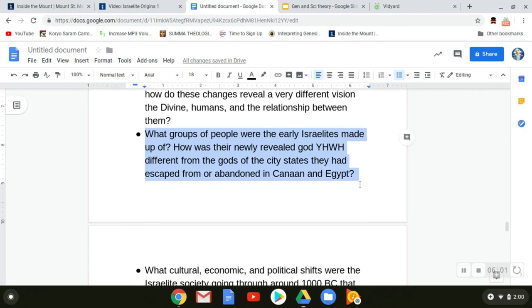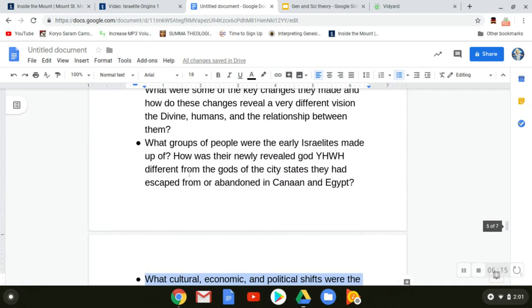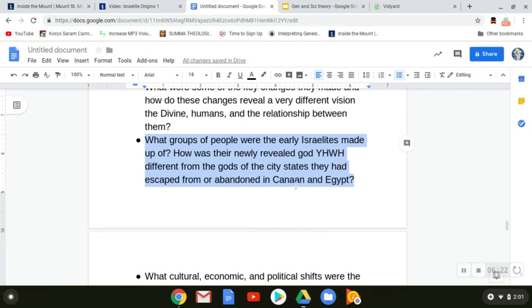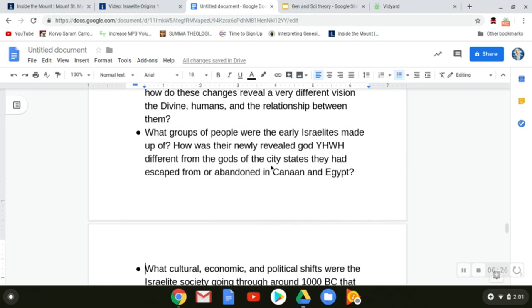They didn't write. They didn't have a written language. It wasn't until around 1000 BC that they developed a written language for the scribes in the royal court, and that's the J writers. So you can think about these as the great great grandparents, grandparents of the generation that produced the J writers. But there was the big shift there.